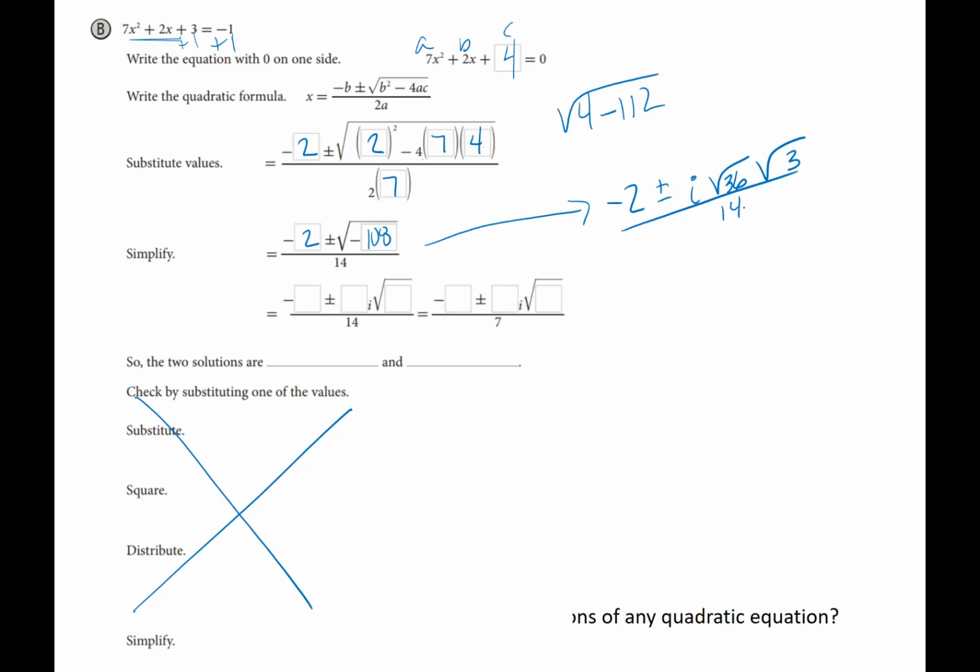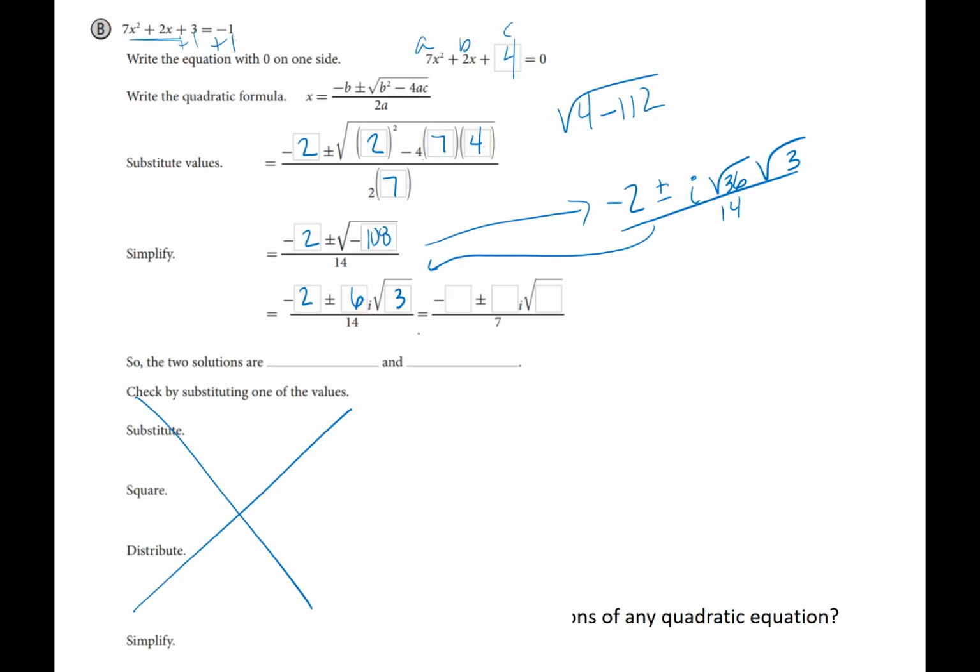Still over 14. The square root of 36 is 6, so that's what they would have put in their little blanks here. I would have normally just done this all in one line. 6, square root of 36 is 6. I square root of 3.